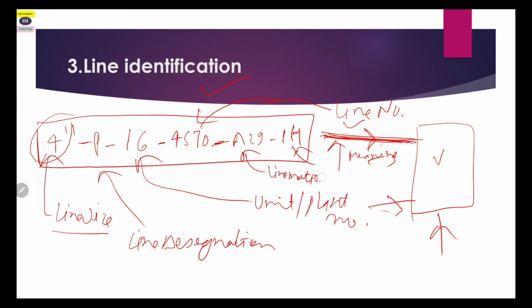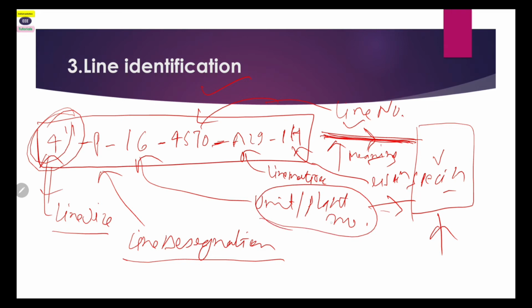First is line material, and the last one is insulation specification. So this is the meaning of the line identification. First is line size, second is line designation, third is unit or plant unit number. 4570 is the line number, this is the line material, and this is the insulation material. So this is the meaning of the line identification.